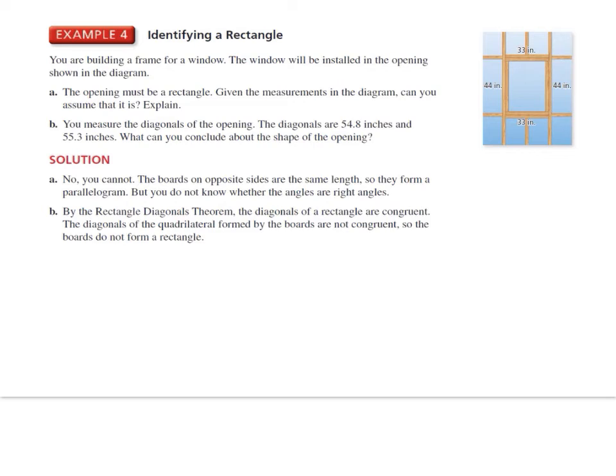Although the opposite sides are the same length, we do not know whether we have right angles or not. And we must know that if there are right angles, then we can say that it is a rectangle. And then the second part, part B, by the rectangle diagonals theorem, that states that diagonals are congruent, we can conclude that the diagonals of the quadrilateral formed by the boards are not congruent. So the boards do not form a rectangle.